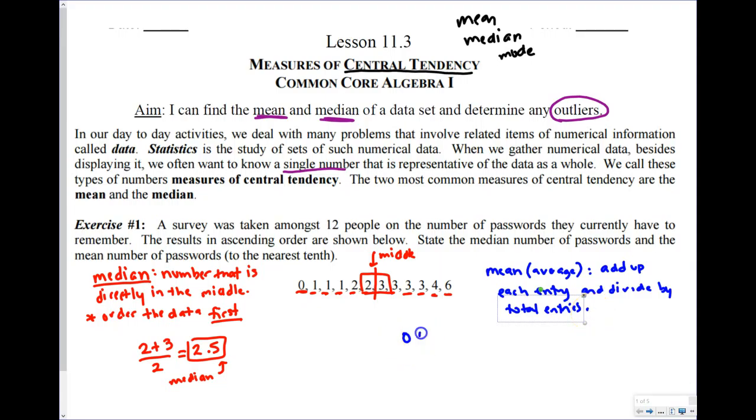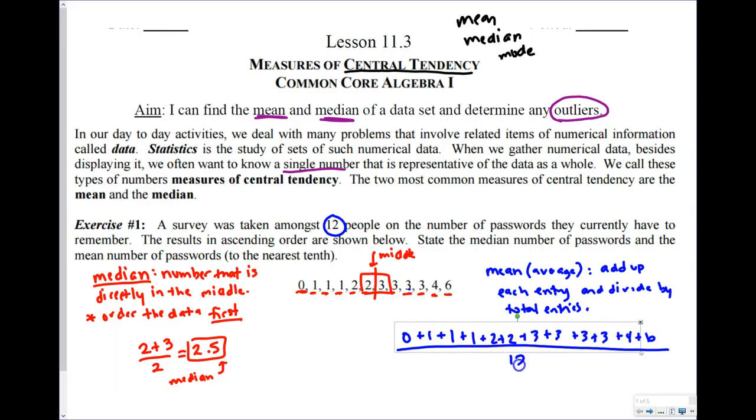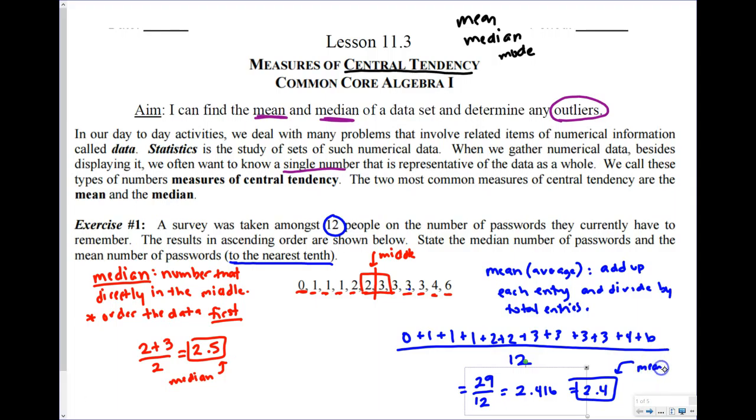So I'm going to have 0 plus 1 plus 1 plus 1 plus 2 plus 2 plus 3 plus 3 plus 3 plus 3 plus 4 plus 6. And I'm going to divide that by how many there are. 1, 2, 3, 4, 5, 6, 7, 8, 9, 10, 11, 12, which is what we had from our original problem. And so when I do this on the calculator, the very top is going to add up to 29. Divide that by 12, and I end up getting 2.416. And they want us to round to the nearest tenth, so that means that I need to round this to 2.4.